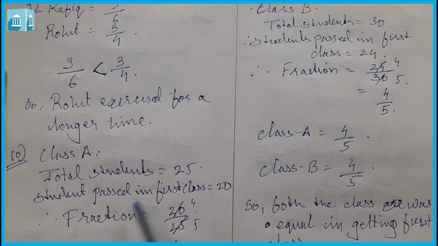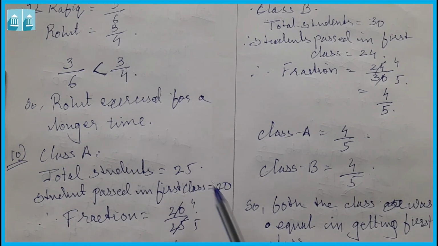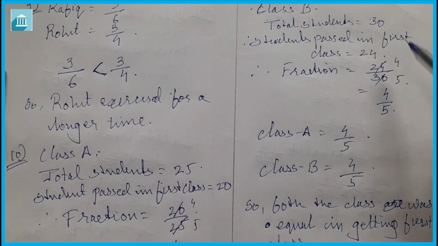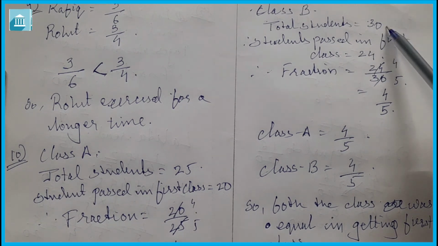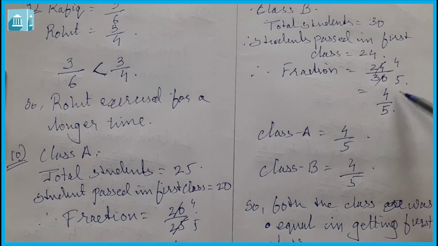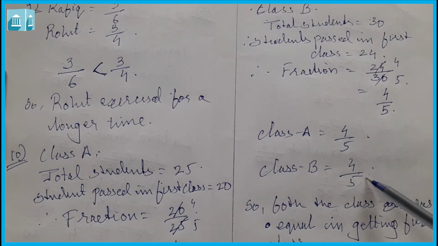Here first we found out for class A total students 25, students who got first class 20. In the same way the fraction is 20 upon 25, 4 upon 5. Then in class B, 24 upon 30 is again 4 upon 5. So class A and B both have equal fractions, so both the classes were equal in getting first class.